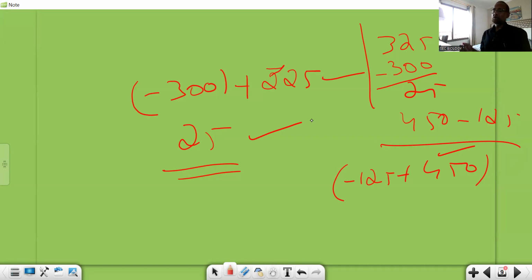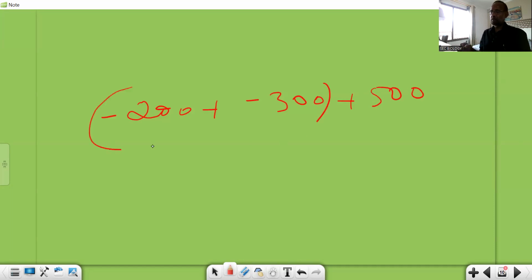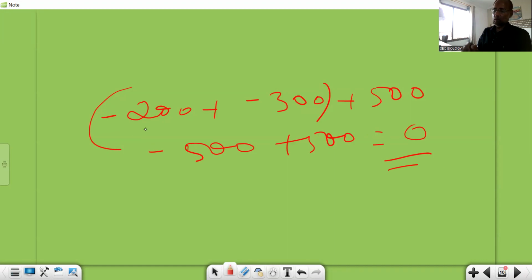Understand? Any confusion? Whenever you want to add numbers of the same sign, minus 200 plus minus 300, plus more, three numbers, does it matter? 500. Listen here carefully. 200 plus 300, 500, the sign is minus, plus 500, that is 0. Look, the beauty of math. Both are negative. 200 you lost, 300 you lost, mother is beating you.